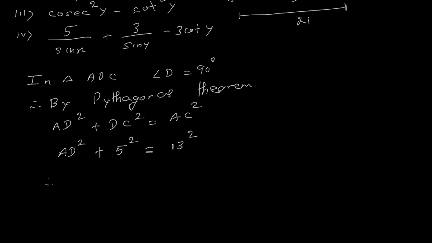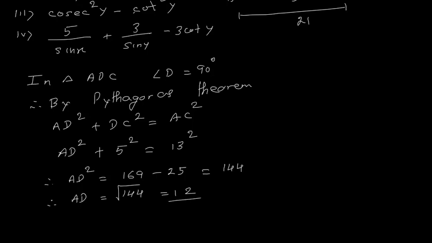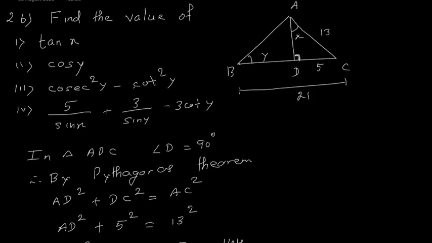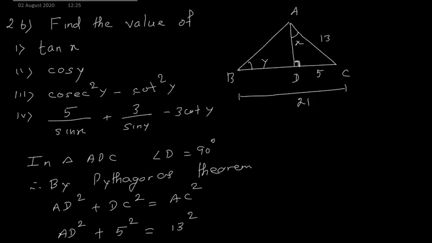Therefore I will have AD square is 13 square, which is 169, minus 5 square, which is 25. So 169 minus 25 is what? 144. Therefore the value of AD is square root of 144, which is 12. So we got the value of AD. Let us mark on this diagram, the value of AD is 12.